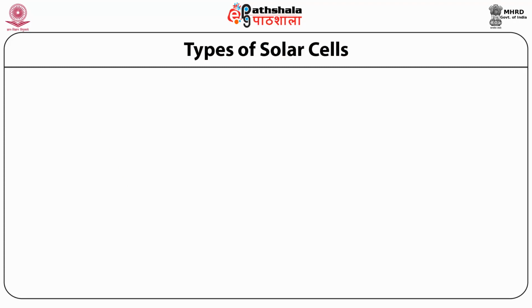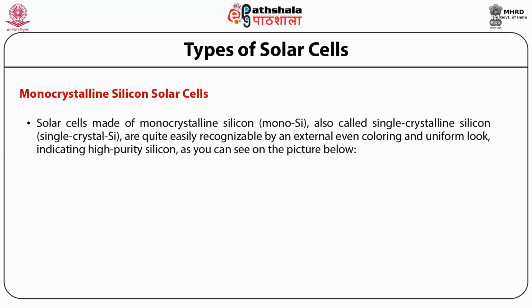Now let us discuss the various types of solar cells. The first category of solar cells is the monocrystalline silicon solar cells. Solar cells made of monocrystalline silicon, also called single crystalline silicon, are quite easily recognizable by an external even coloring and uniform look, indicating high purity silicon.